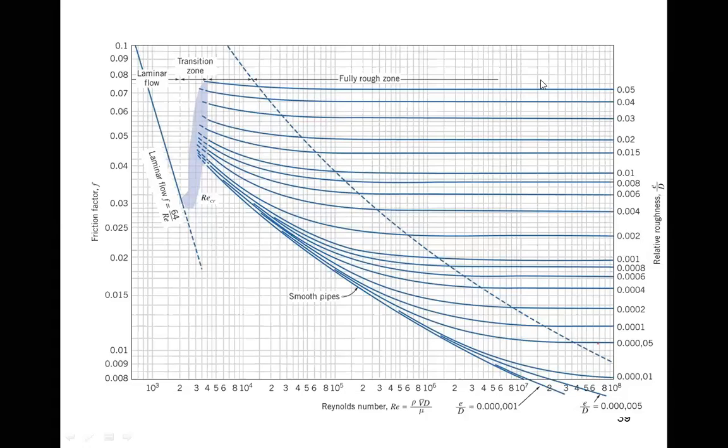Let's say the first line corresponds to 0.05, so the epsilon by D value is 0.05. As it keeps changing, at last you have a completely smooth pipe, for which the value is 1 into 10 to the power minus 7. And this is for laminar flow, a straight line here, because this is just 64 upon RE. So if we keep on changing the value, this is how it would change.